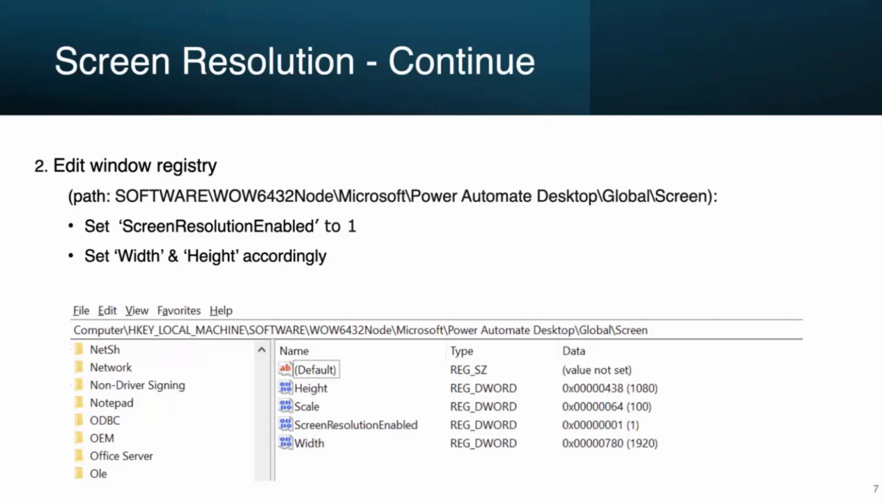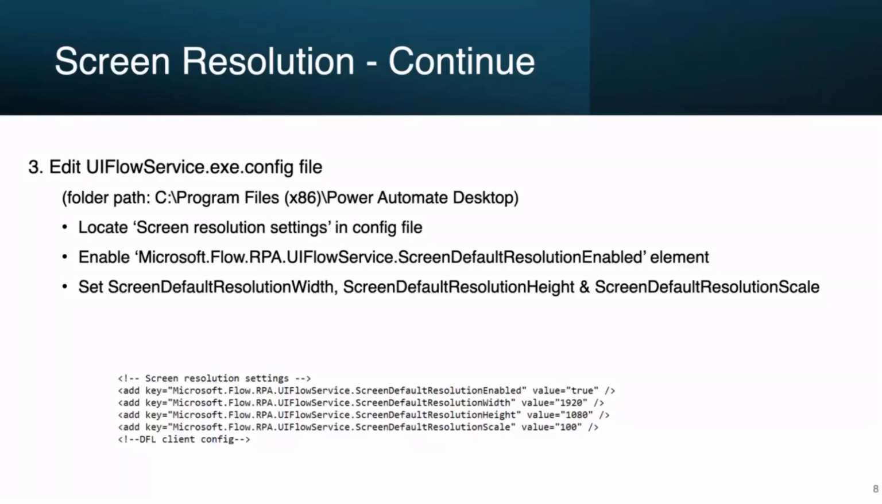The last method is that we can edit the UI flow service config file. This config file is present in the Power Automate desktop installation folder. In the config file, we can locate the screen resolution setting and the screen default resolution enable key. We can set it to true and also adjust the values of width, height and scale to match the screen resolution that we require for running the desktop flow. The screen resolution set using this method is temporary and will get reset after the Power Automate desktop app is updated to a new version.